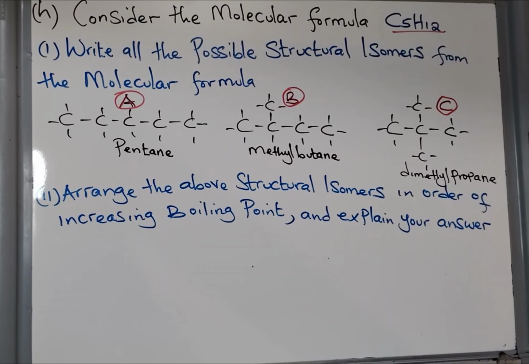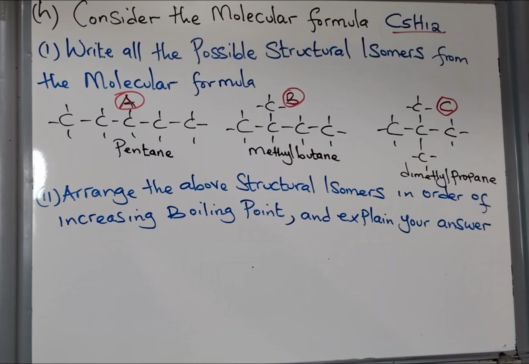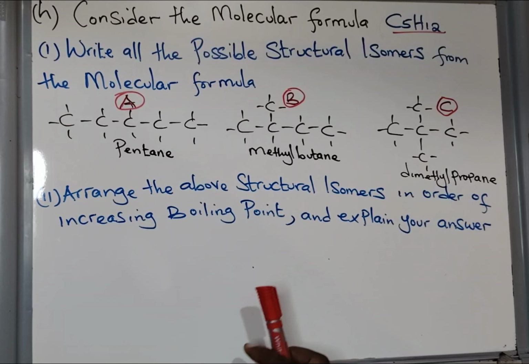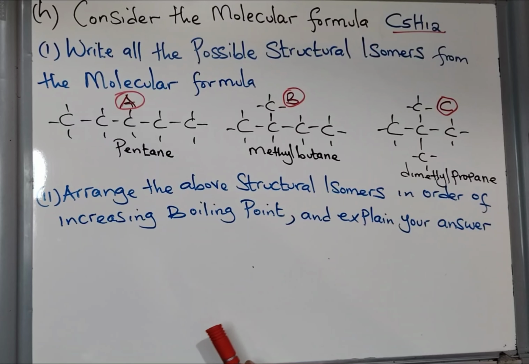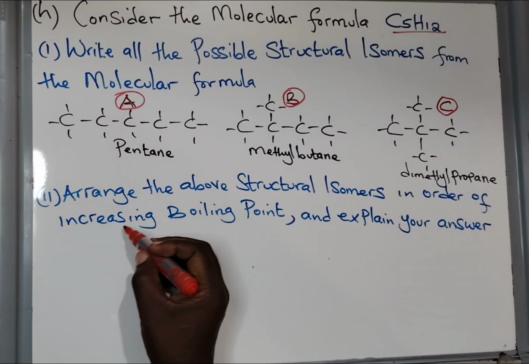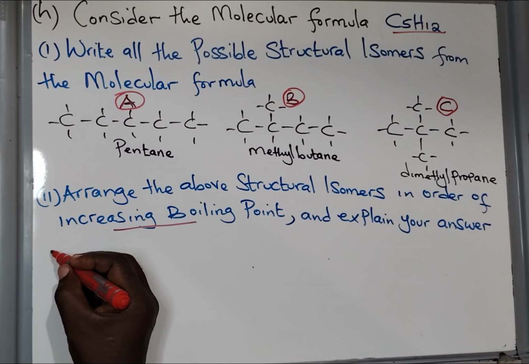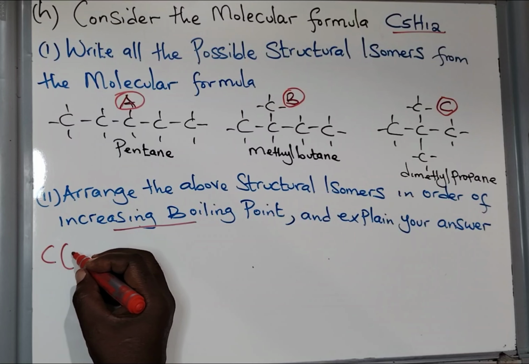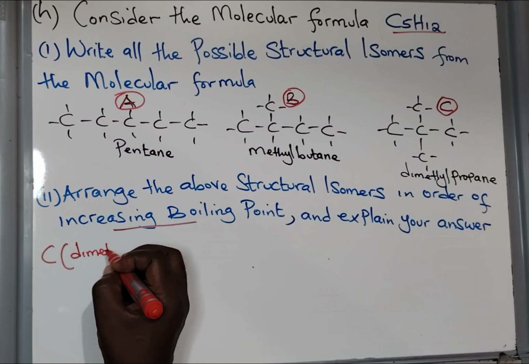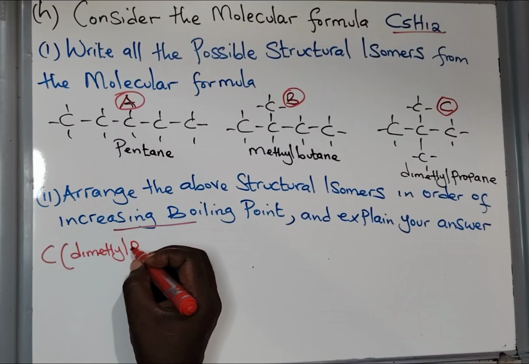So comes this question. It says, arrange the above structural isomers in order of increasing boiling point and explain your answer. When they say increasing, it means that you start from the lowest to the highest. The question is, which one is having the lowest boiling point? The answer is C. What is C? Dimethylpropane.